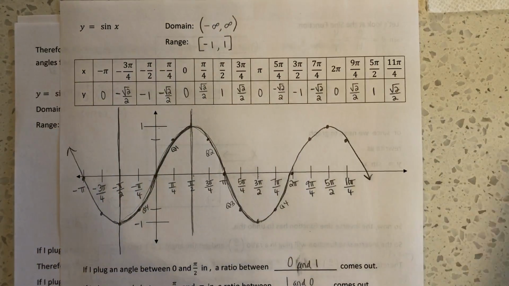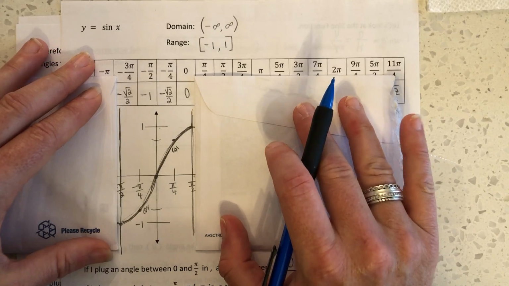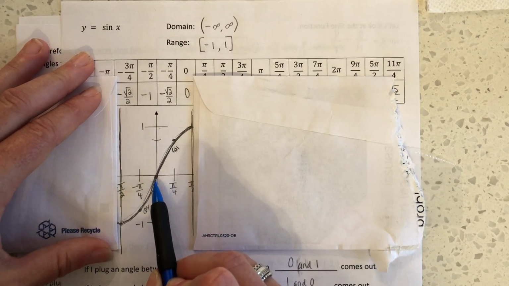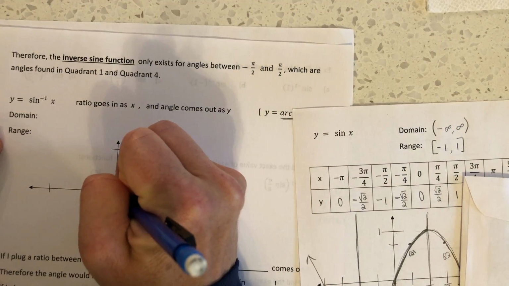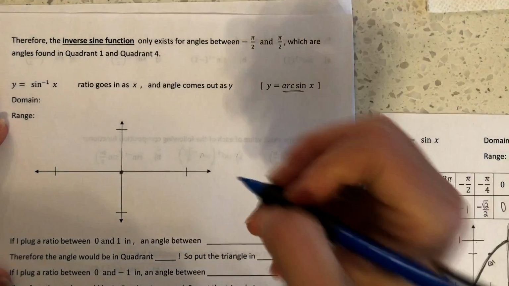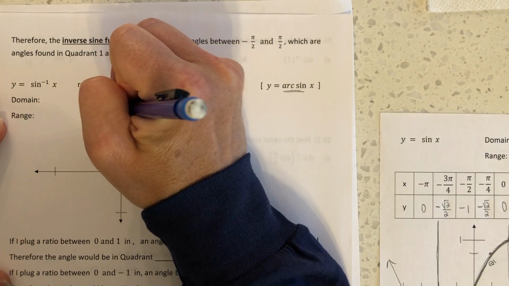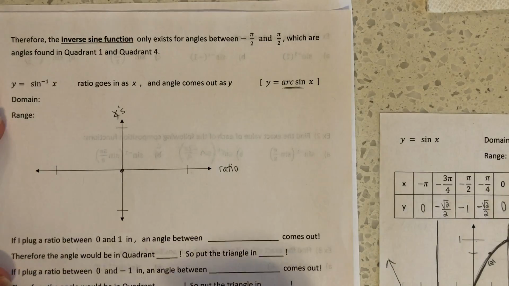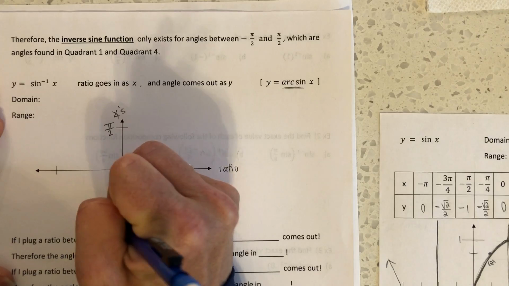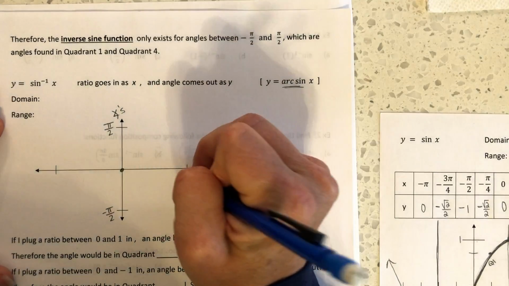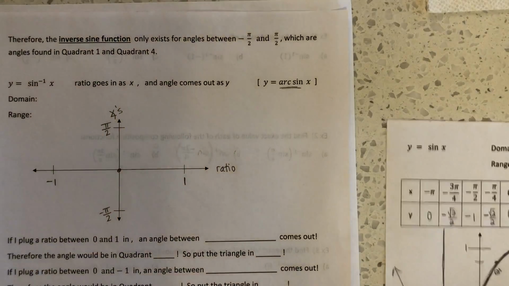Watch this. If you look at the angles that survived the graph's cut, the point 0, 0 survived the cut. So switch x and y. 0, 0 will live on the inverse's graph. And remember, the ratio is going to go in as x, and the angle is going to come out as y. We said angles between pi over 2 and negative pi over 2 survived the cut, and ratios between 1 and negative 1 survived the cut.